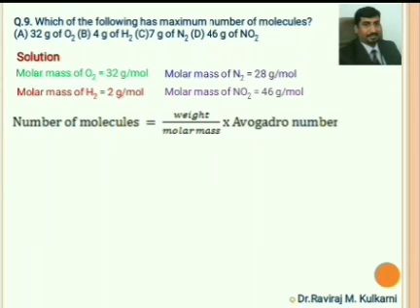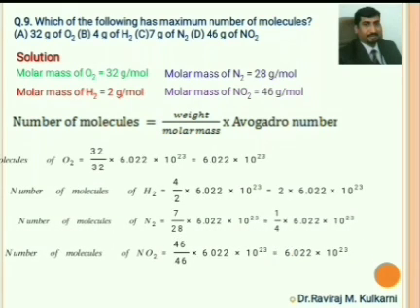Number of molecules is equal to weight of substance divided by molar mass into Avogadro number. So you can calculate molecules of oxygen: 32 by 32 into Avogadro number, 4 by 2 into Avogadro number for hydrogen, nitrogen 7 by 28 into Avogadro number. For NO2, it contains 1 nitrogen and 2 oxygen, 32 plus 14, so 46 gram, 46 by 46 into Avogadro number.